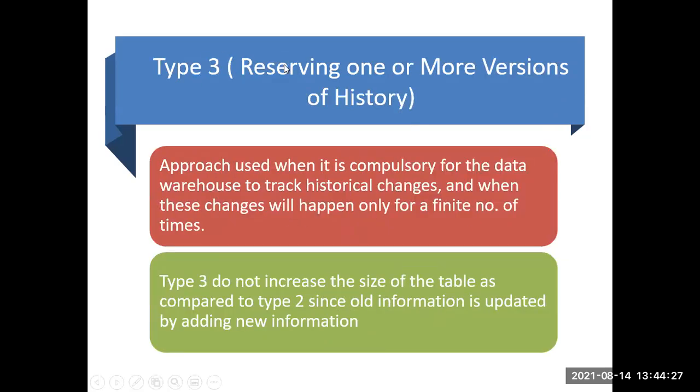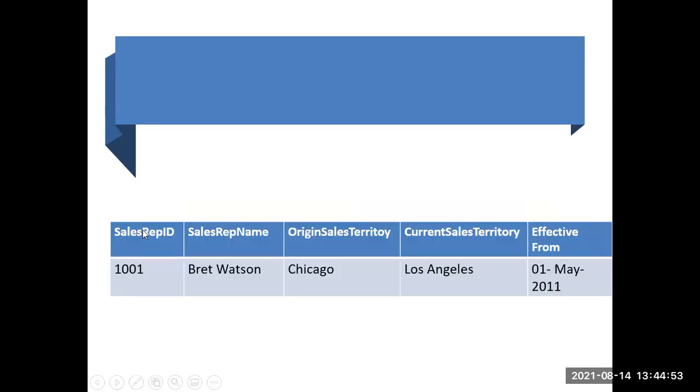Type 3 is preserving one or more versions of history. This approach is used when it is compulsory for the data warehouse to track the historical changes, and when these changes will happen only a finite number of times, like how many times it is valid to change it. Type 3 does not increase the size of the table as compared to type 2, since old information is updated by adding the new information. So let us see. You can have a look here.